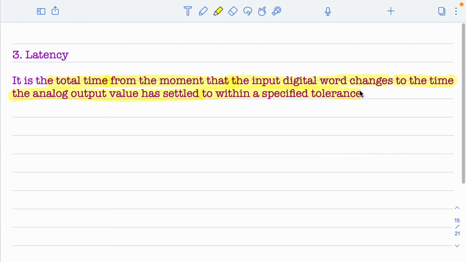Now, we can say that latency is the settling time plus an additional time. Latency is not exactly settling time. It is the settling time plus the additional time required for the change to happen at the output when there is a change at the input. Latency is also considered one of the important specifications because, in one way or another, it is related to the speed of an ADC.